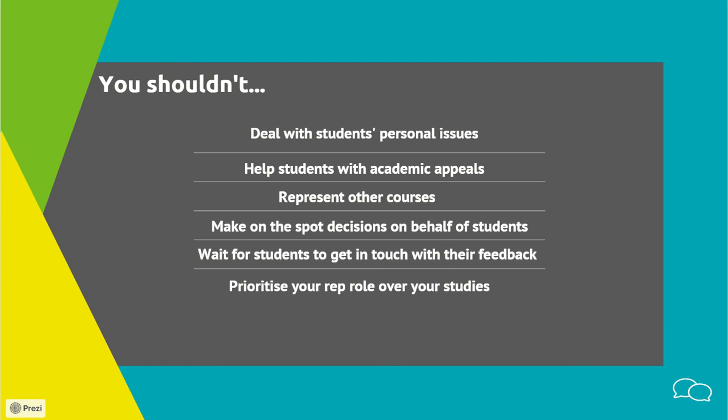You shouldn't represent other courses. You've been elected to represent a specific cohort of students. If students on another course reach out to you, please send them to your course rep coordinator or your faculty rep. You shouldn't make on-the-spot decisions on behalf of your course mates. If you're asked a question and you're unsure of the answer, it's okay to say, I'll have to ask the group and get back to you.